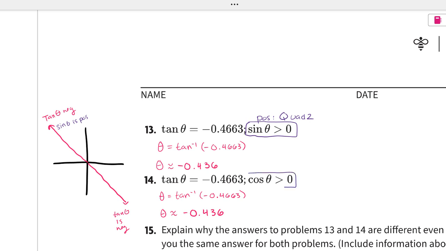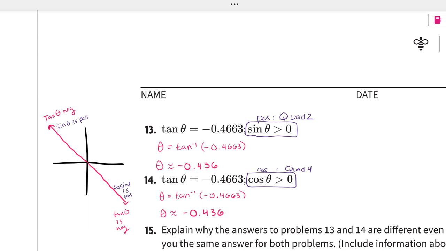And here we switched it to cosine. So where's cosine positive? Cosine is positive in quadrants 1 and 4, but we're not dealing with quadrant 1. We're only dealing with quadrants 2 and 4, so this is going to be quadrant 4.